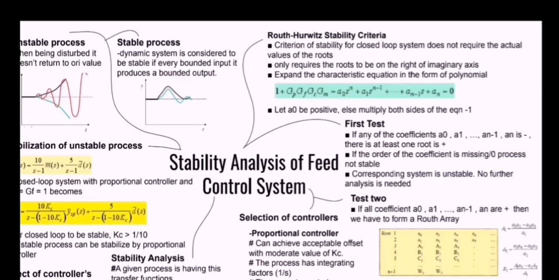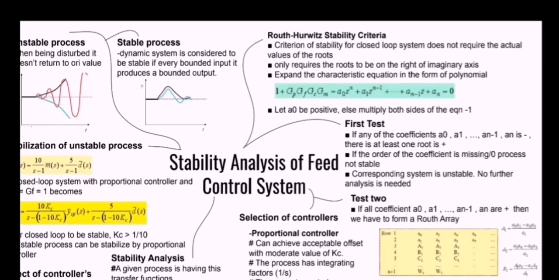So for the Routh-Hurwitz stability criteria, the criterion of stability for closed loop system does not require the actual values of the roots. It only requires the roots to be on the left of the imaginary axis. So we have to expand the characteristic equation in the form of a polynomial, and the equation is given in this light green box. Then we have to let a0 be positive, or else we have to multiply both sides of the equation by -1.